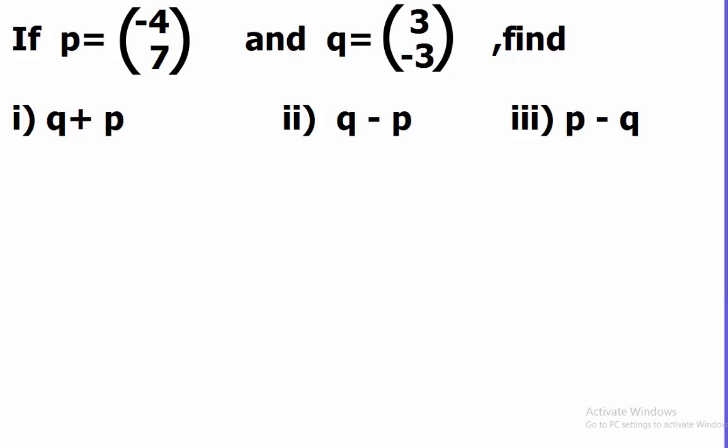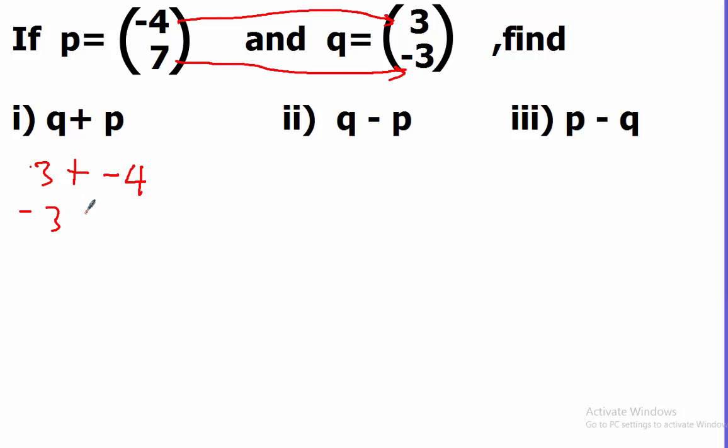If p equals negative 4, 7 and q equals 3, negative 3, find q plus p. So the values of q are 3 and negative 3. And remember, we are adding, so for p, the negative 4 corresponds with the positive 3. So this is going to be 3 plus negative 4, while this 7 corresponds with negative 3. Therefore, negative 3 plus 7.